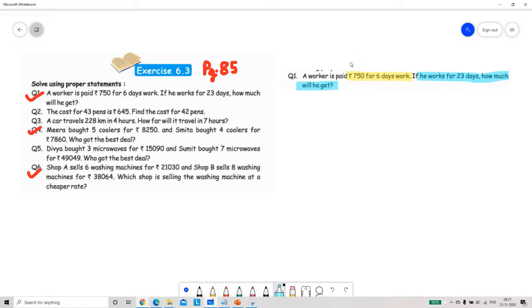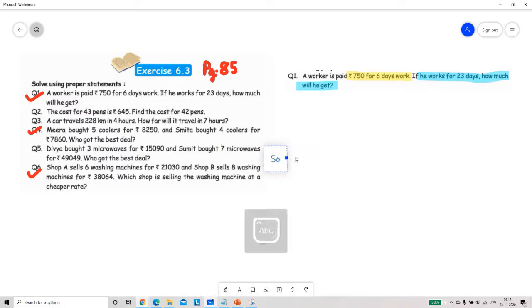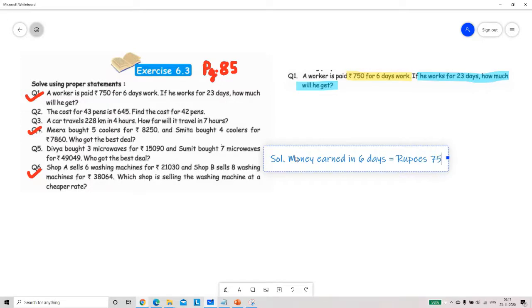Since we have been given the money earned for 6 days work, the first statement which we can write will be: money earned in 6 days. How much money is being earned? Rupees 750. Now, in order to find the money for 23 days, first we have to find the money earned in one day.